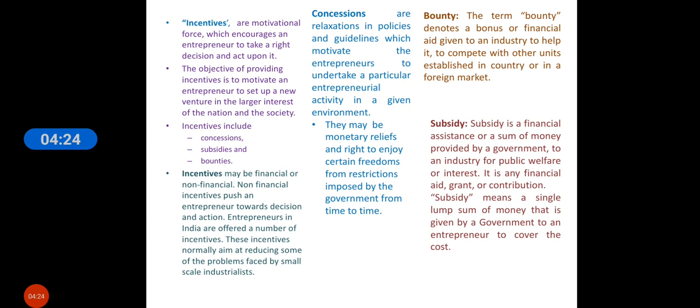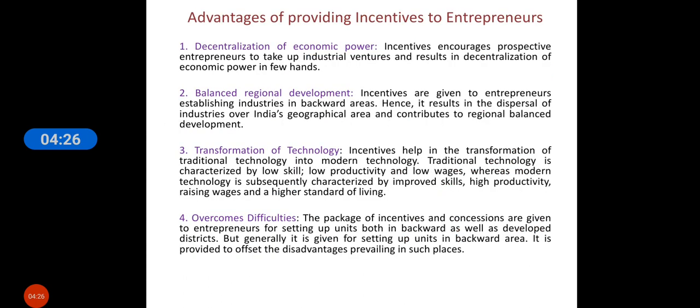Now, the advantages of providing incentives. Why are we giving incentives to the entrepreneur? First, the decentralization of economic power. By providing incentives, it encourages entrepreneurs to set up their industrial ventures in different locations, which helps in decentralization of economic power from a few hands. Then balanced regional development is also possible with the help of incentives.